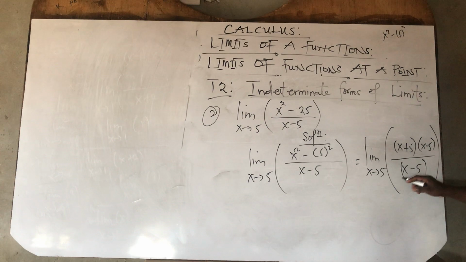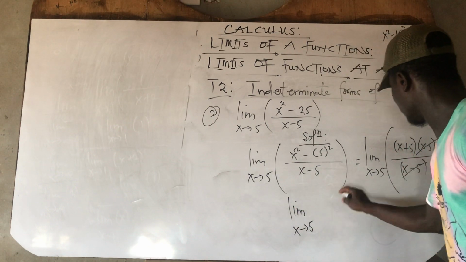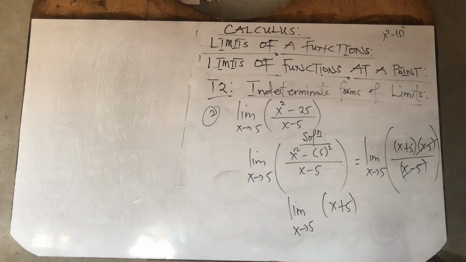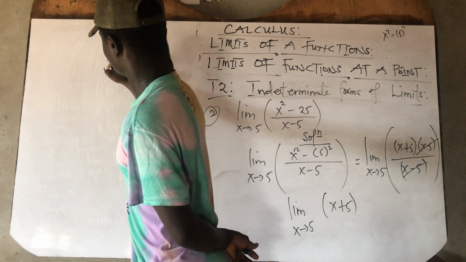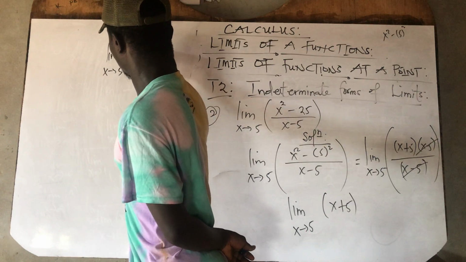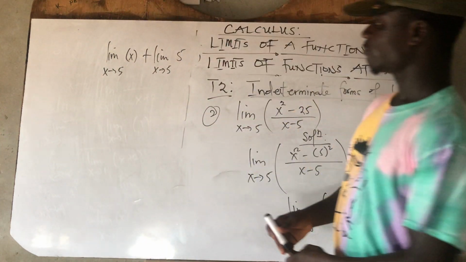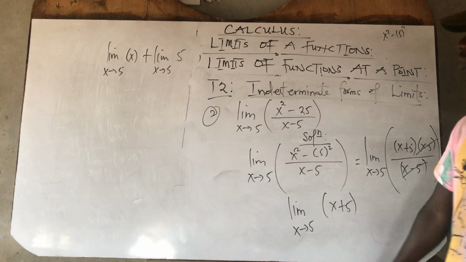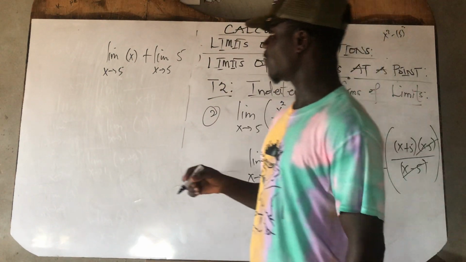So I can say that this x minus 5 cancels that x minus 5, right? So leaving the limit as x approaches 5 of x plus 5. See, it's very simple. Now we can proceed again and say that the limit as x approaches 5 of x plus the limit as x approaches 5 of 5. Now the limit as x approaches 5 of this variable x, wherever you see x, you plug in 5.